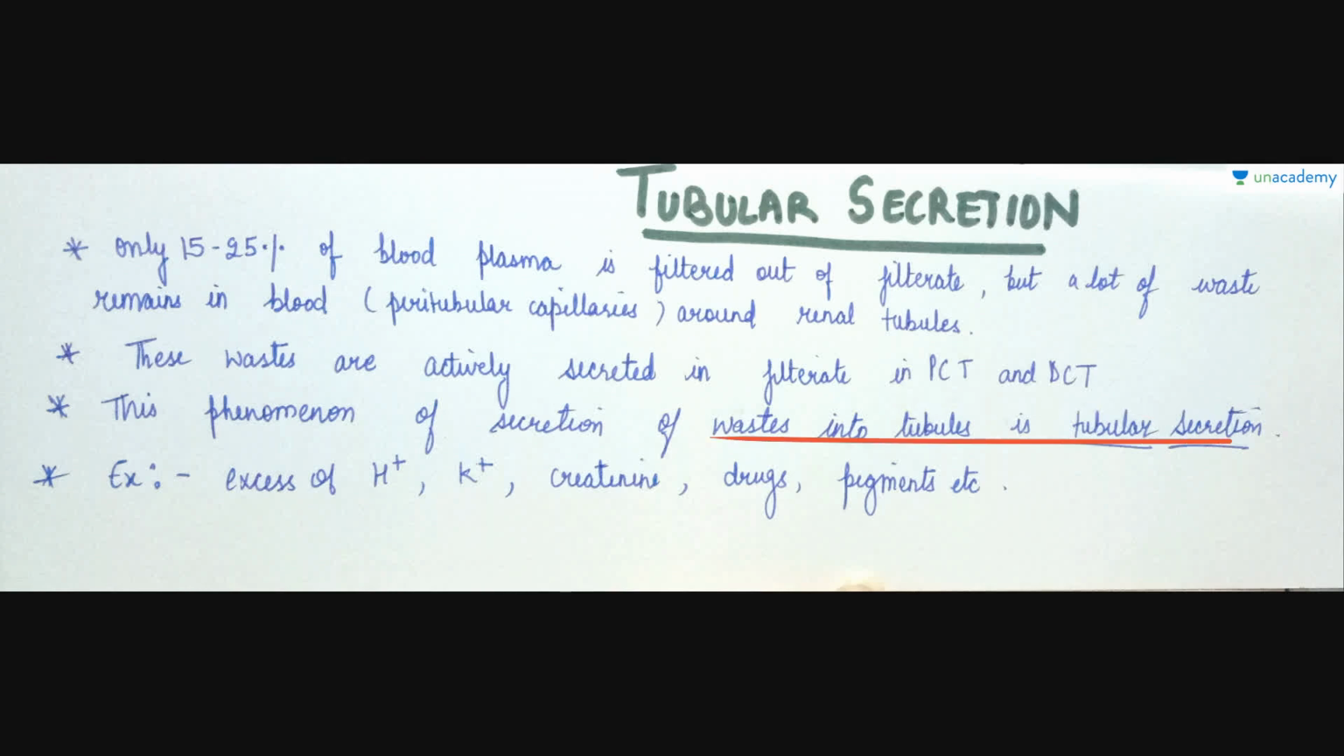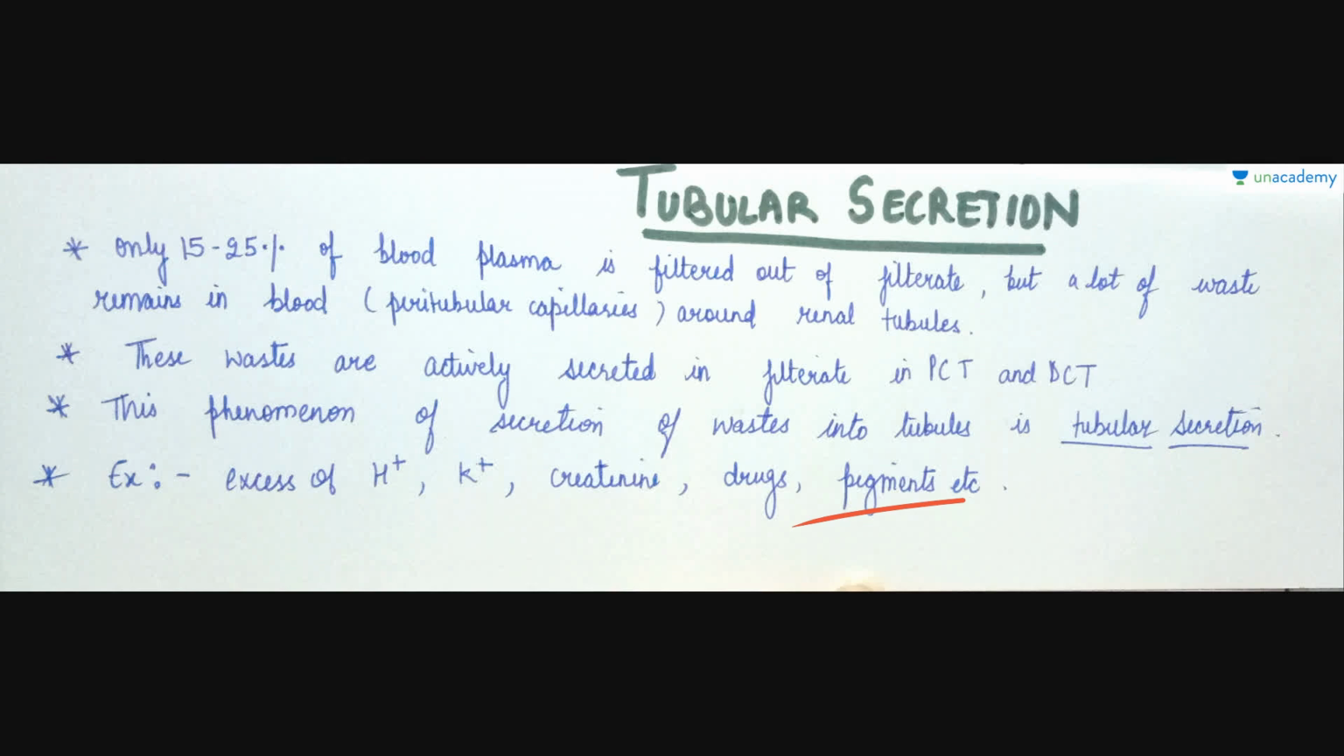So what all things are there? Excess of H plus and K plus. In this case, if something is in excess in the blood, then it would be passively transported into the filtrate. But in the case of creatinine, drugs, some pigments, and something like urea, all these might be present in small amounts, but they are not required by our body, so they can be actively transported out of the blood into the DCT or the PCT or any particular part of the renal tubule.